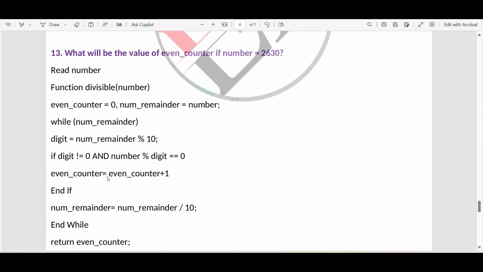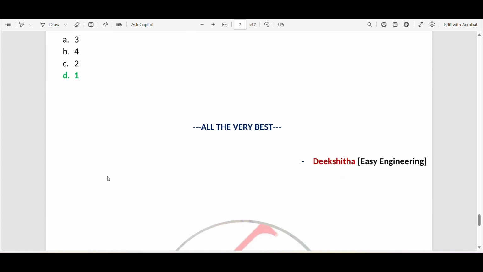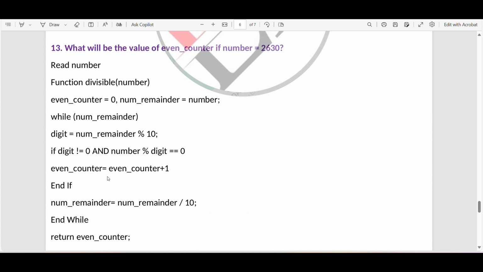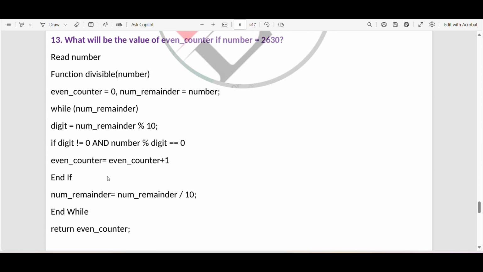And let's go to the next one, which is the 13th question. And I think this is the last question. So what will be the value of even counter if number equals 2630? This is somewhat of a bigger problem, right? When you see this, we'll be having so much calculation here.